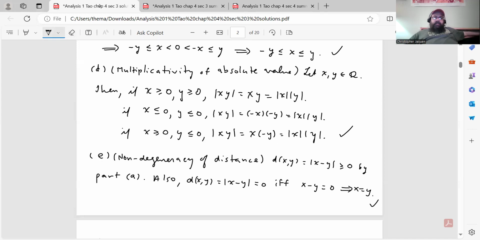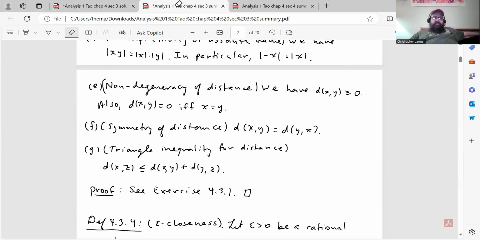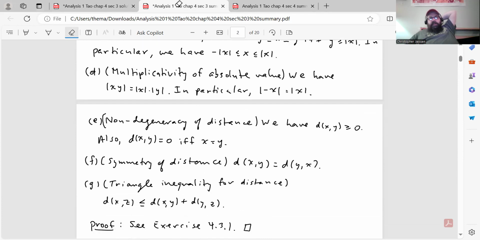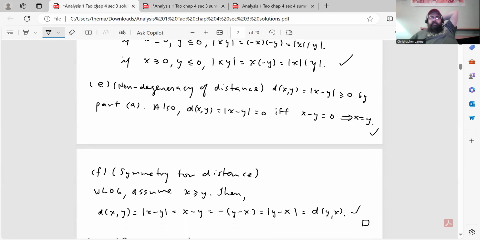All right, E is the non-degeneracy of distance. So these next parts here follow similar propositions to the propositions about absolute value, because we define the distance in terms of absolute value. So E says we have the distance between x and y is greater than or equal to 0, and also that the distance between x and y equals 0 if and only if x equals y. All right, so we'll prove that here.